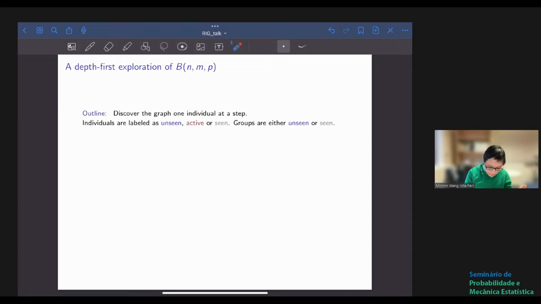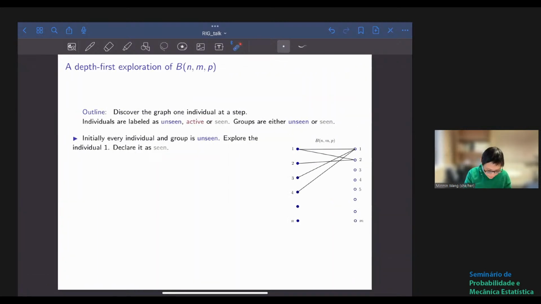The individuals are going to be labeled unseen, so these are the unexplored ones, or seen, the explored ones. There's a third category called active. The active individuals tell us what we're going to explore in the next step, so that determines the order of the exploration. That's the side of the individuals. On the side of groups, things are simpler. A group is either unseen or seen.